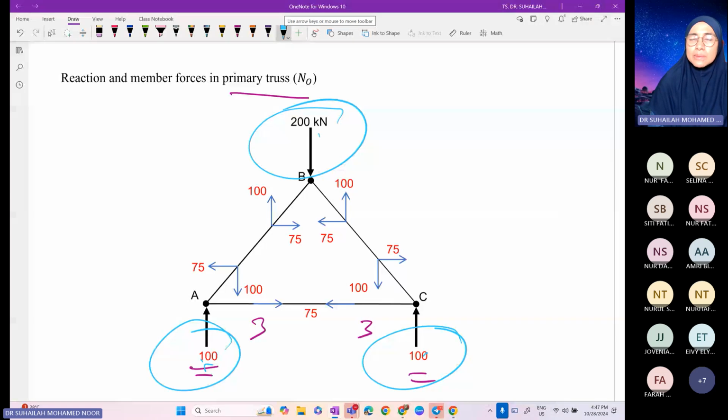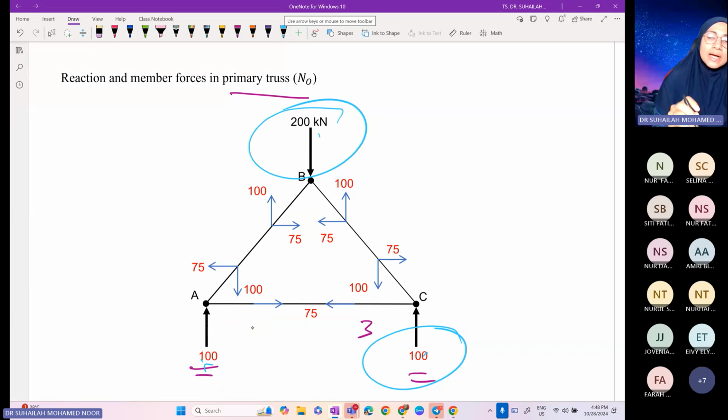So macam mana nak check internal equilibrium tu, itu member force. Internal equilibrium means method of joint. Internal equilibrium means kita kena check dekat setiap joint, mesti fulfill juga total Fx 0 and total Fy 0. Mesti kena check. Kena check internal tadi tu. Joint by joint kena check.